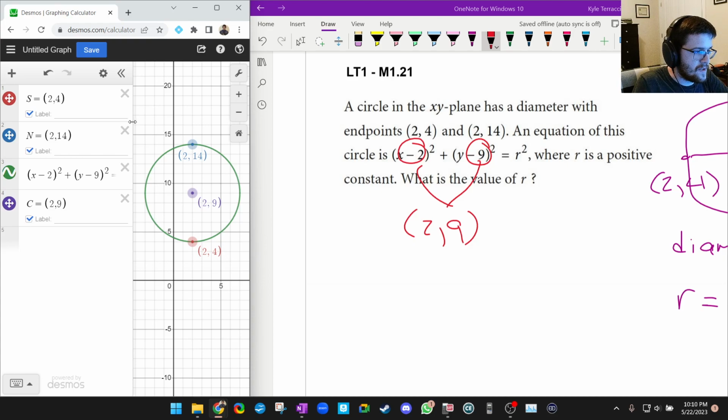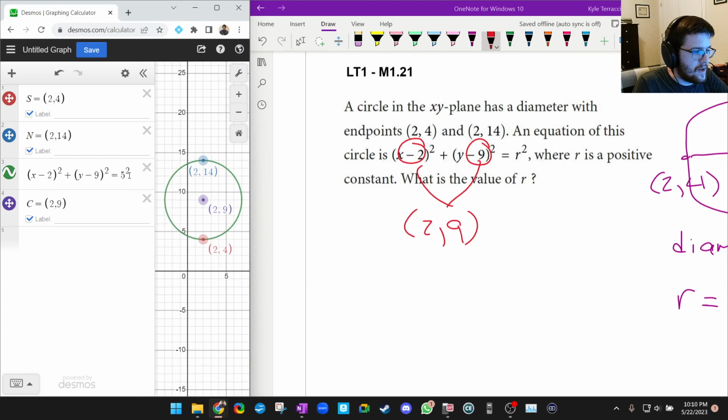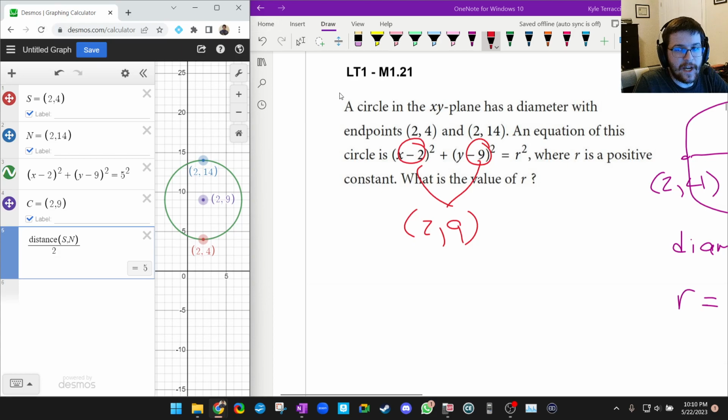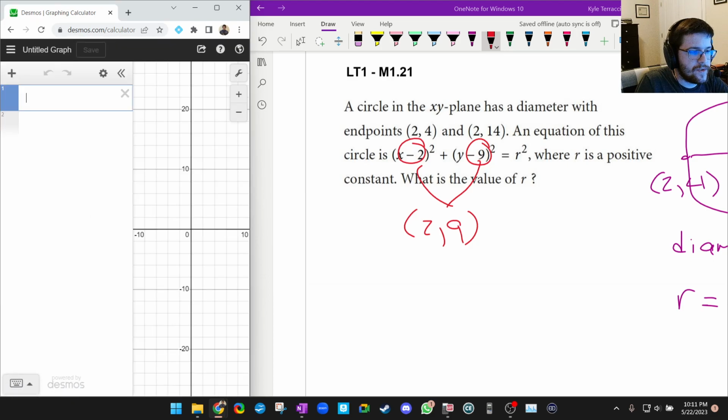All we did was replace the r with the 5 that we found. So you could have done that. You also could have done that on here, right? Distance is between south and north. You get 10 and then divide by 2 and you get the radius, which is 5. Again, this one was probably easier to do by hand. Just trying to show you guys that you can at least use Desmos to quickly check that you did it right. You don't have to use it to do it, but you should probably use it to check that you did it right before you move on. All right, great.